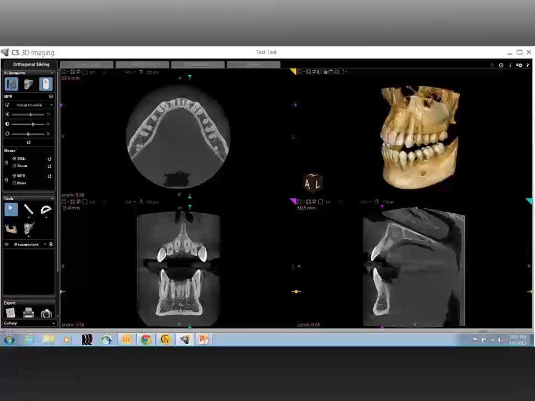Here we are sitting down with the CS 3D imaging software, and we're looking at our MPR views. I'd like to ask you some questions to do this anatomical review of the mandible. So let me begin. What are the most important anatomical structures in the dentoalveolar area?